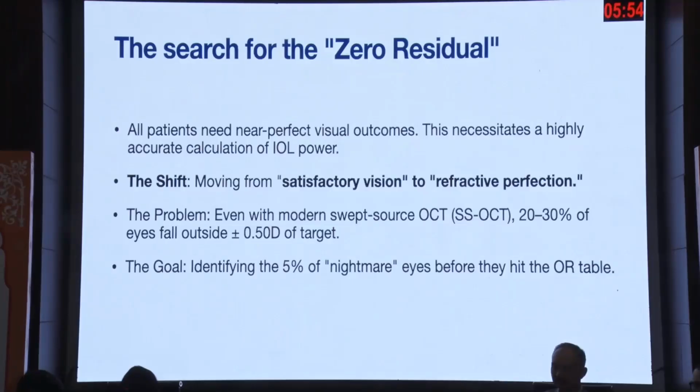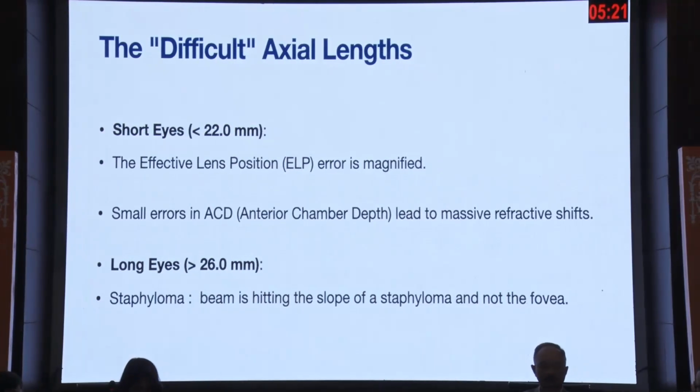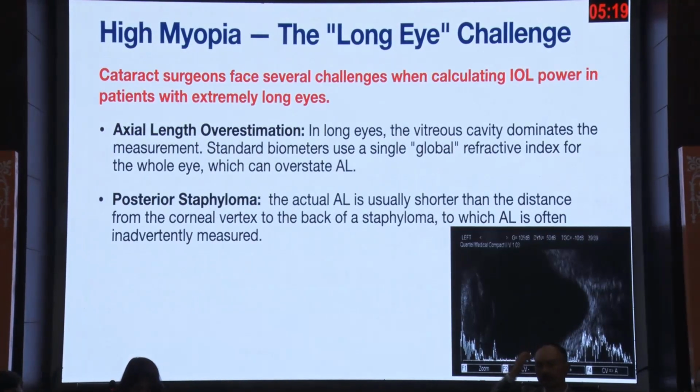Now the shift is moving from a satisfactory vision to refractive perfection. But the problem is that even with modern swept-source OCTs, still 20 to 30% of eyes fall outside a refractive surprise of plus minus 0.5 diopter. So our goal is to identify those 5% of nightmare eyes. And what are those nightmare eyes? The difficult ones or extremes of axial length: short eyes less than 22 millimeter and long eyes more than 26 millimeter. So let us first talk about these high myopia or long eye challenges.